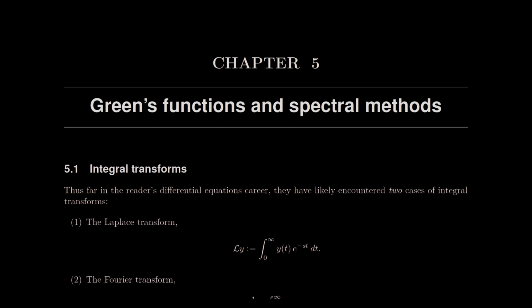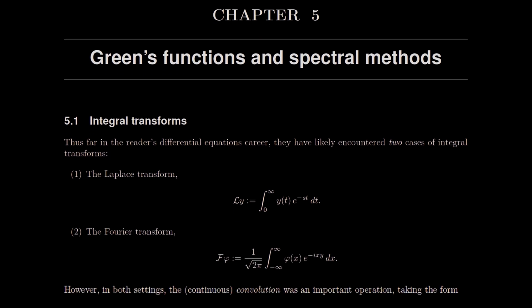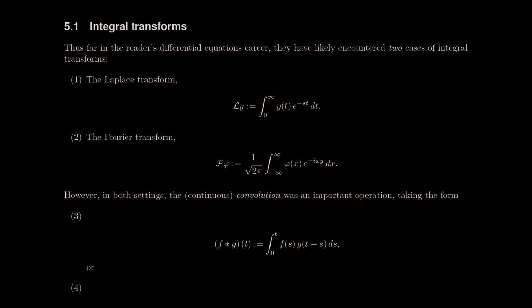It's called Green's functions and spectral methods. Once again, we see this word spectral show up again. You probably see it a lot. Green's functions are kind of a specific approach to these spectral methods, and a very useful one. We're going to start with section 5.1 called integral transforms. So we're really looking at kind of a broader picture of our Laplace transform from ODEs, or our Fourier transform from this semester, and trying to generalize this as much as we can.